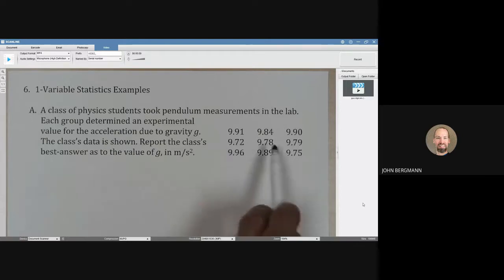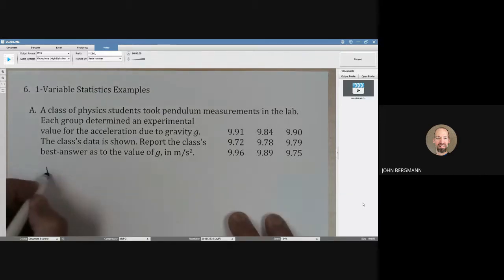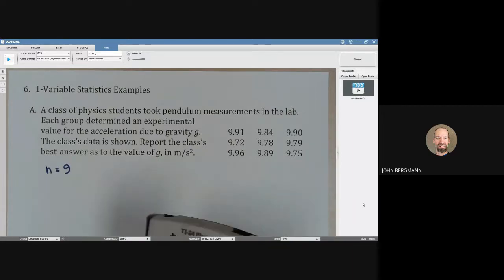So it looks like we had 9 groups, and they did some measurements and determined the value of the acceleration due to gravity g as these values here. And as a whole, we want to say what's the class's best estimate about what the value of g is. So what we're going to do is count up the data points, 9 of them. You can see that there. And then we're going to put these values into our calculator.